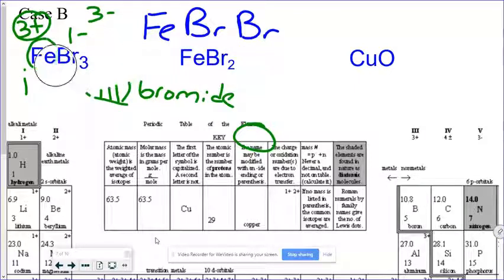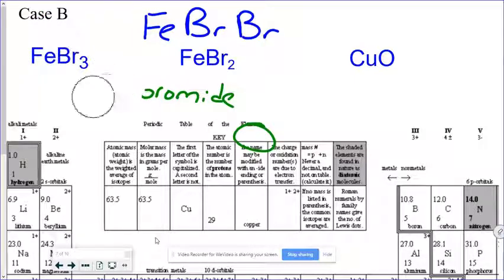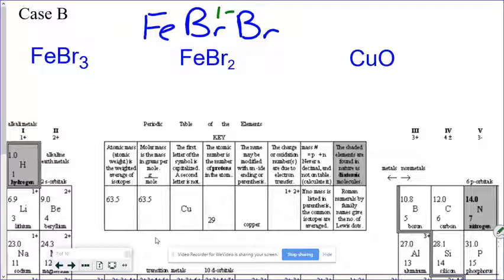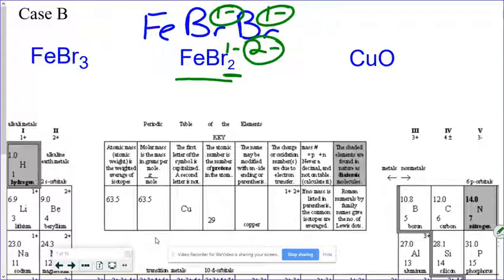So let's do this next one. On this next one, Br again has a 1 negative charge. Or if we go to the actual compound itself, each Br's got a 1 negative charge, but there's 2 of them, so that's a 2 negative. So this 2 negative is equal to what we're talking about. So if the Brs are equal to a 2 negative, then the Fe's got to be equal to a 2 positive.